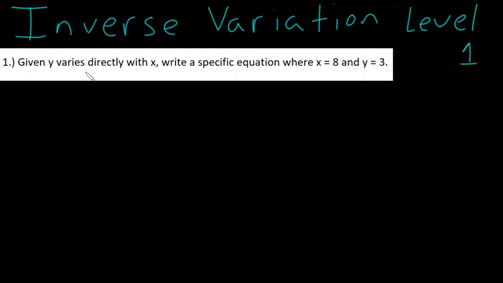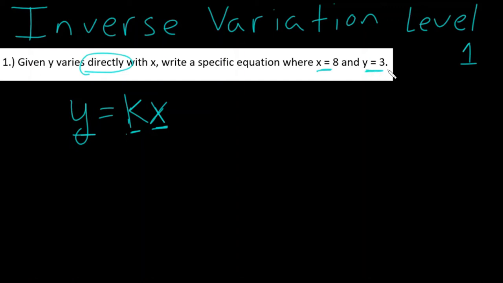Alright, well, this one says varies directly, because in order to know what inverse is, we also have to know what direct variation is. And direct variation has this general form of y equals kx. And what are we really saying here? Well, we're saying that if you take any number x and you multiply it by k, then you're going to get y. Well, here they give us the specific x and they give us the specific y. So let's go ahead and plug these things in.